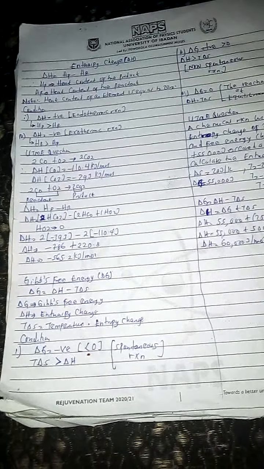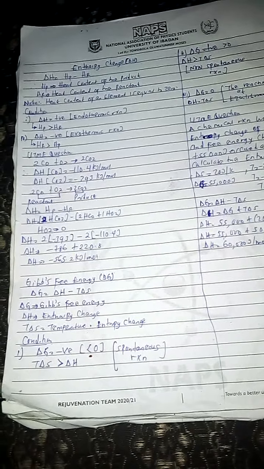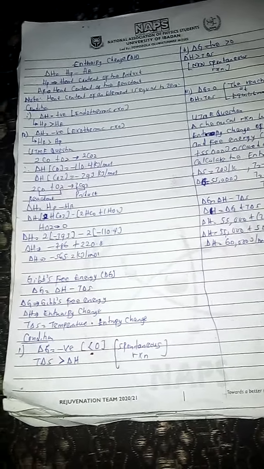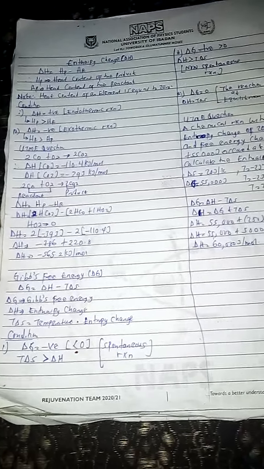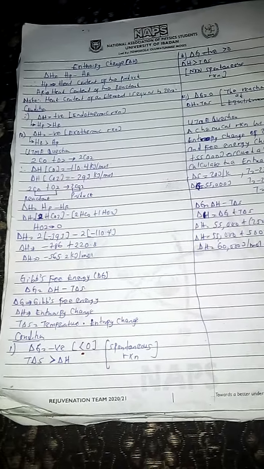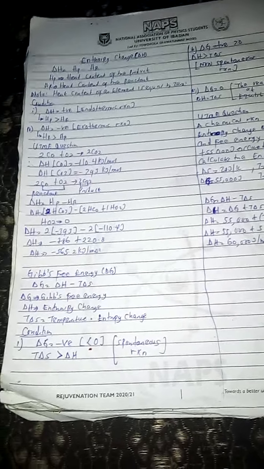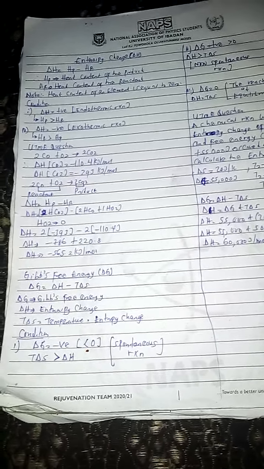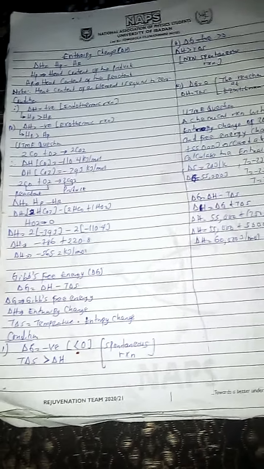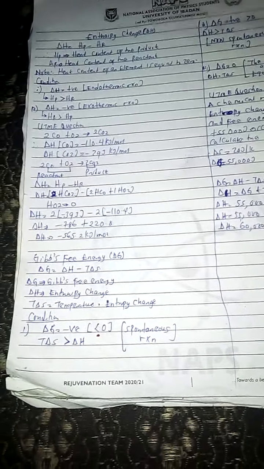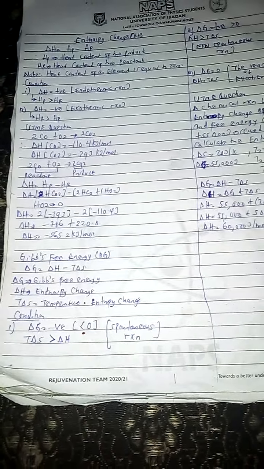So we have conditions under enthalpy change. The first condition, when the enthalpy change is positive. For the enthalpy change to be positive, that means that its content of the product is greater than its content of the reactants, and the reaction is called an endothermic reaction. So for an endothermic reaction, the enthalpy change is positive.